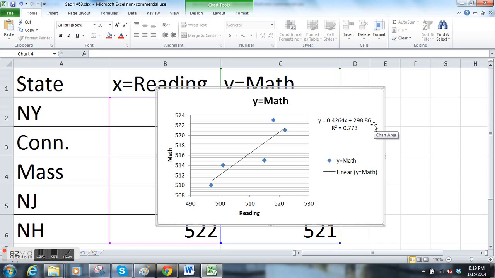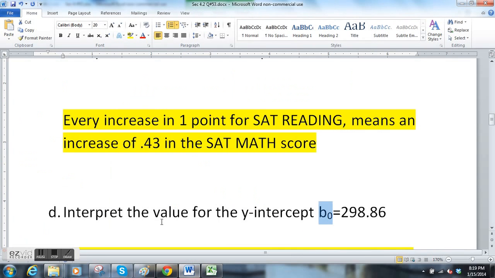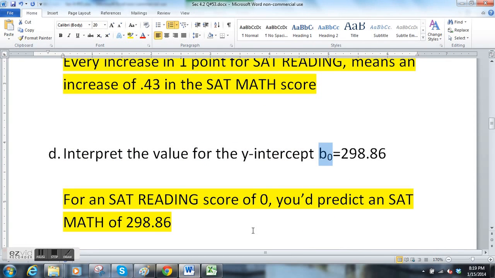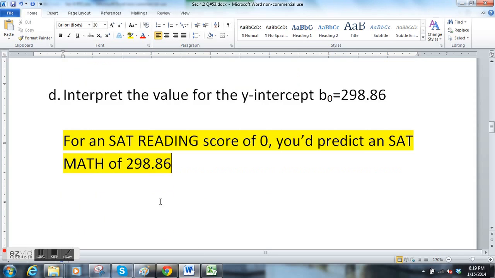I don't know. Maybe you forgot to show up for the reading section. Maybe you don't speak English, and that was very confusing. So it's sort of a silly prediction in my opinion. But what you would say is for an SAT reading score of 0, you would predict an SAT math score of 298.86. A very precise, if not somewhat silly, number.